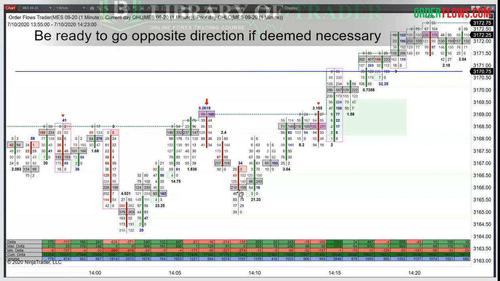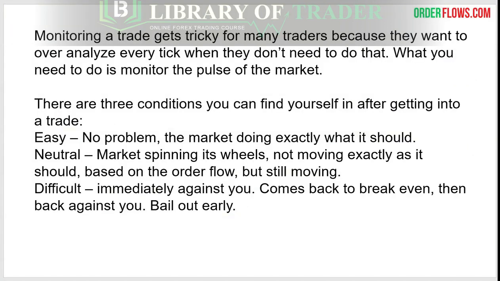This is maybe the longer term money coming out of the woodwork buying here. So pay attention to what should happen. If it doesn't, be suspicious. Monitoring a trade gets tricky for many traders because they want to overanalyze every tick when they don't need to do that. What you need to do is monitor the pulse of the market.